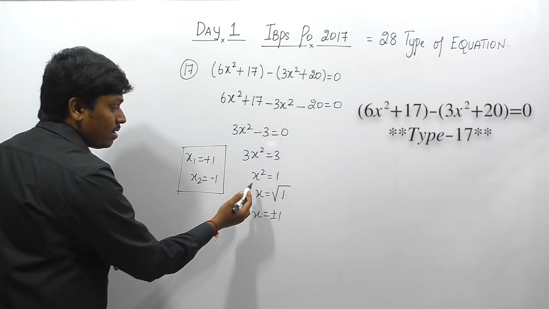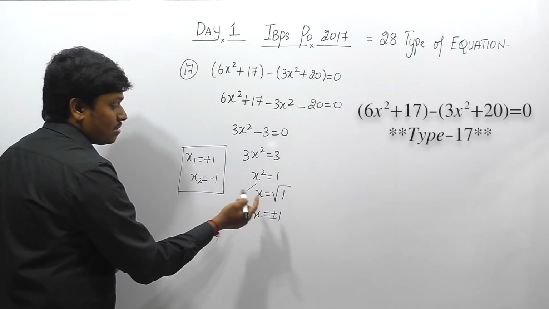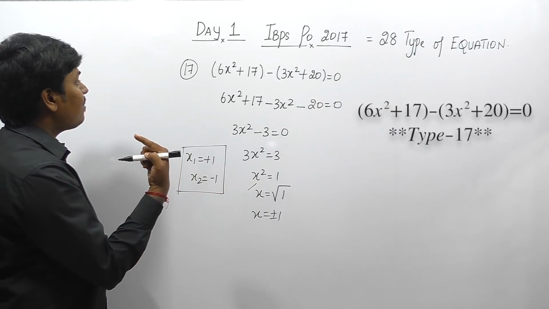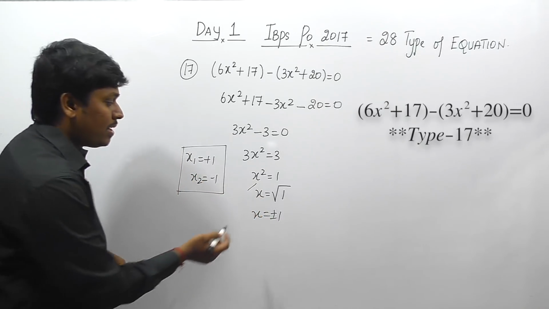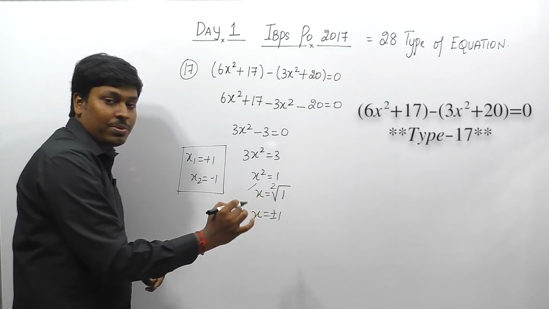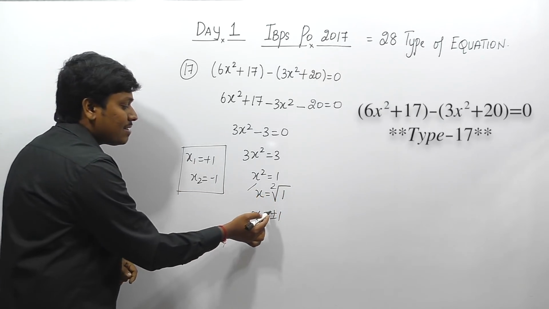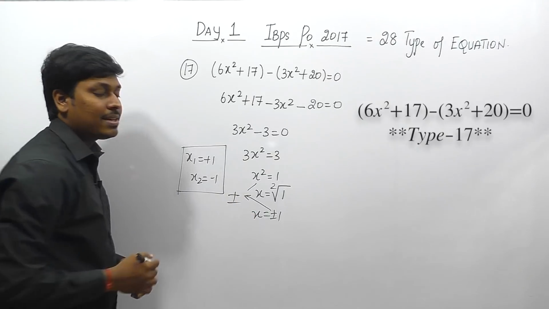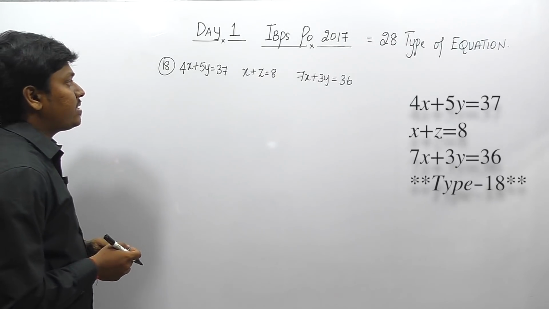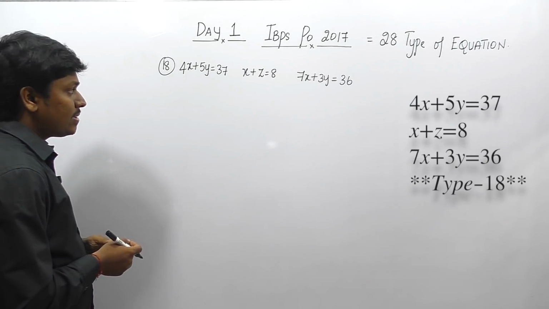So most important, don't keep only one value, as some students again and again say, I think type number 15, I have told this concept, right? So square root, fourth root, sixth root, eighth root, all the resultant values should be in terms of plus or minus.